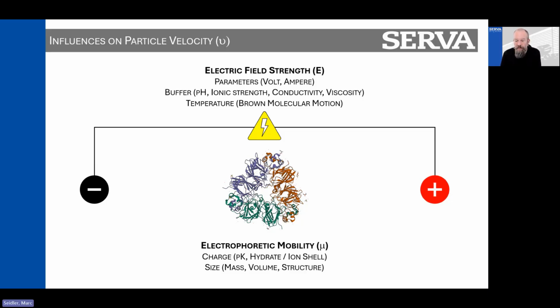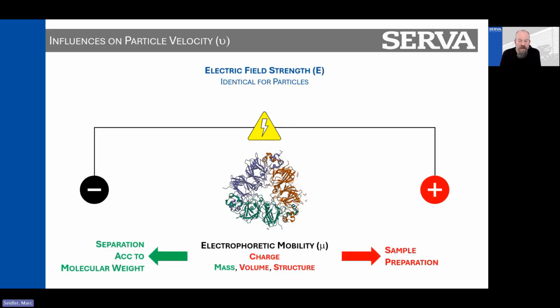The electrophoretic mobility is a combination of the charge of this particle, and this charge can be influenced by the pK itself, so the loading, the minuses, the pluses, but also don't forget you can have hydrate or ion shells around it that may have a positive or negative effect on the charge. And it's the size. So depending on what mass it has, what volume it has, so mass and volume is not the same, and the structure itself.